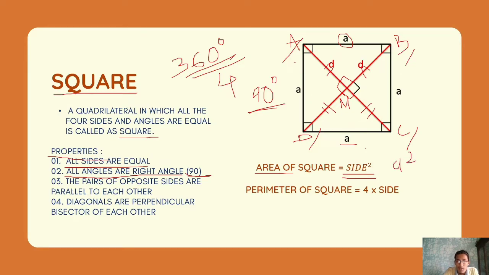For example, suppose the dimension of your side AB is equal to 2 centimeter. Then what will be your area? Area is equal to side square. So the side is 2 centimeter, so 2 square. What is the square of 2? It is 4. So what is the area? 4 centimeter square. Remember this, that the unit for area is centimeter square or meter square.